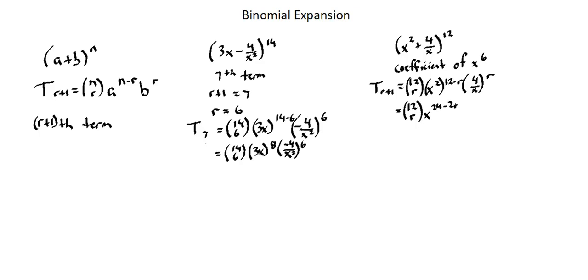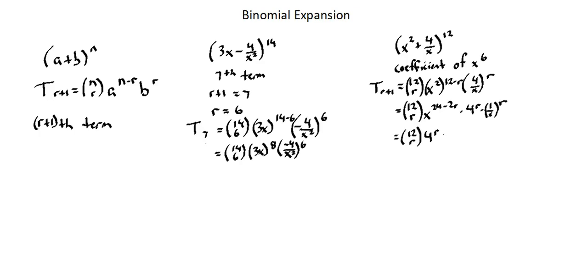So we've multiplied 2 to the power of 12 minus r, times 4 to the power of r, times 1 over x to the power of r. And now we will group the variable terms, 12 choose r. Next we'll have our constant, 4 to the power of r. Now we'll group the variable terms.